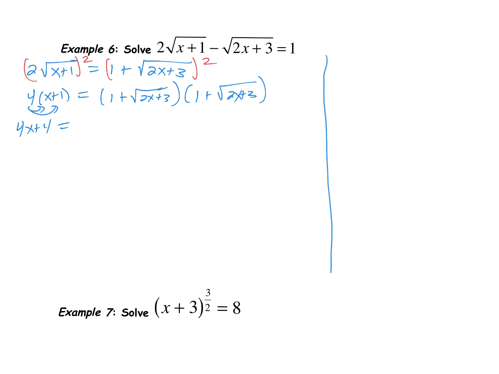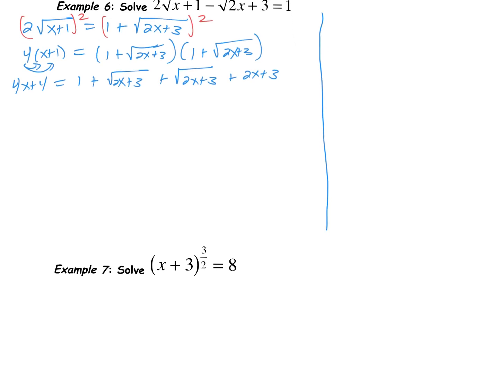I get 1 times 1 is 1. The outer terms, 1 times rad 2x plus 3 is rad 2x plus 3. The inner terms are rad 2x plus 3 times 1. So once again, I get rad 2x plus 3. And when I multiply the last terms, I get rad 2x plus 3 times rad 2x plus 3, which gives me 2x plus 3. What I'm going to do now is combine like terms.